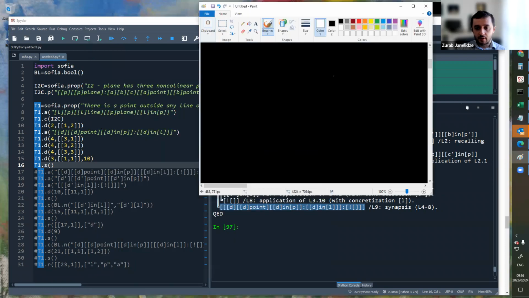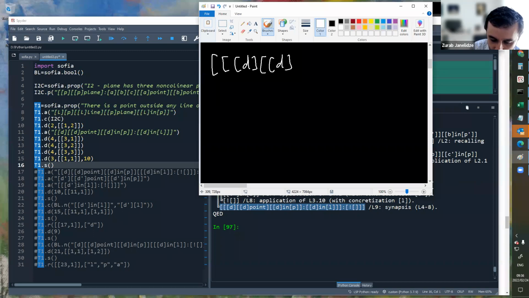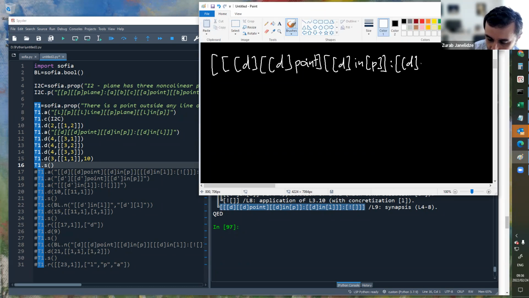So I'm going to write out both what we obtained and what we want to prove. We obtained this basically. So having a D, that's a point that lies in P, that implying that the same D lies in L. So that whole thing must imply fallacy.